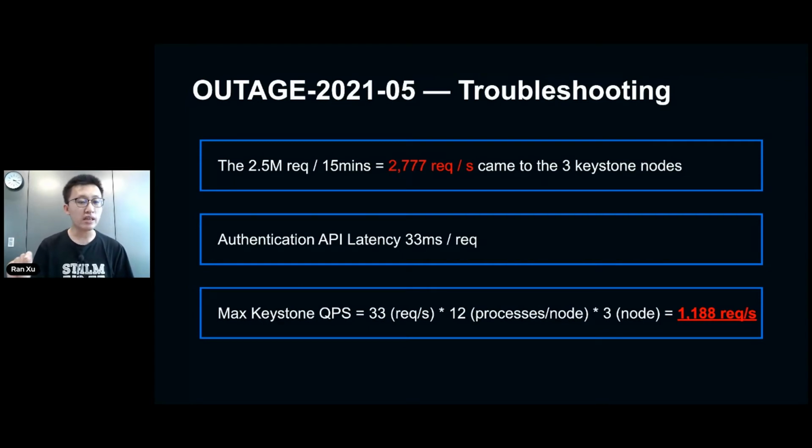It means that for each Keystone WSGI app, the maximum QPS is 33 requests per second. So each Keystone service forked 12 worker processes to start the Keystone WSGI server, and the replica count of the Keystone service was 3 at that time. It means the maximum number of requests that the Keystone service in our production environment can handle is 1,188 requests per second. But the current number of requests already exceeds this capacity of the Keystone service, right?